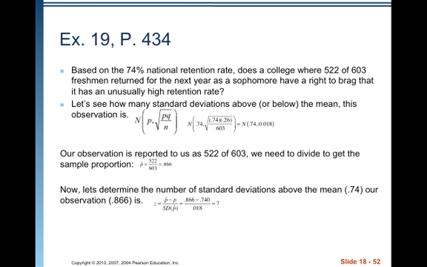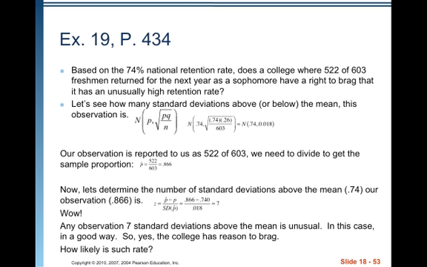In other words, we're going to find the z-score. That is exactly what a z-score means. So it's going to be our statistic minus the mean, over the standard deviation of the statistic. So it's p-hat minus p, over the standard deviation of p-hat. And so we've got 0.866 minus 0.740, divided by 0.018, and that turns out to be 7. Well, 7 higher than the mean is a great thing here. I mean, that's just kind of amazing. Any observation 7 standard deviations above the mean is unusual. In this case, in a good way: you want to retain your freshmen to be sophomores. So yes, the college has reason to brag.